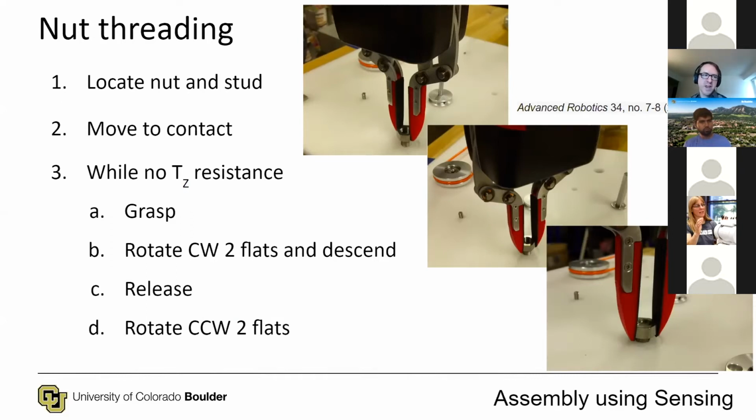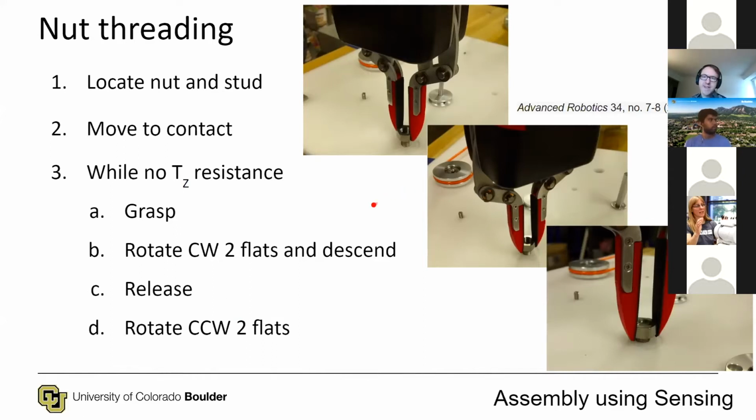that executes until a resistance torque is encountered, beginning with rotating 2 flats clockwise while descending with a pitch, opening the gripper, rotating back counterclockwise 2 flats, and then closing the gripper.